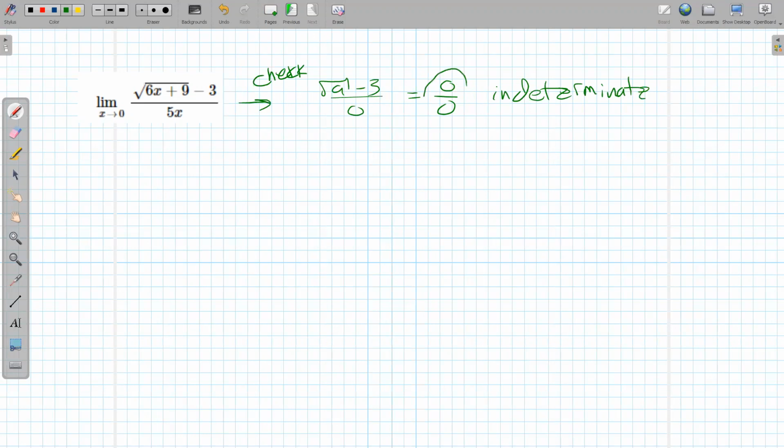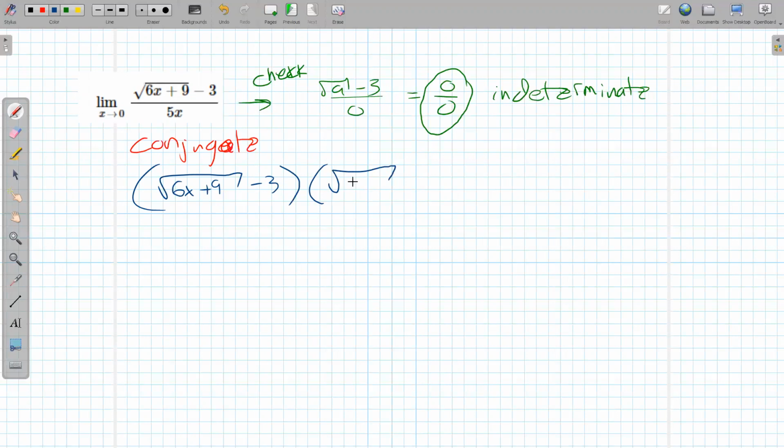So the indeterminacy here is actually nice because that means there's a possible solution. So then we take a look, and we could look at it graphically to guess at the number for sure, but let's see if we can do it algebraically. And the trick is to apply the conjugate of the numerator. So I'm going to take that square root of 6x plus 9 minus 3 and multiply it by the conjugate, which is the square root of 6x plus 9 plus 3. And to keep the fraction equivalent, we need to do the same thing in the denominator. So we need to multiply that 5x by that same sum.